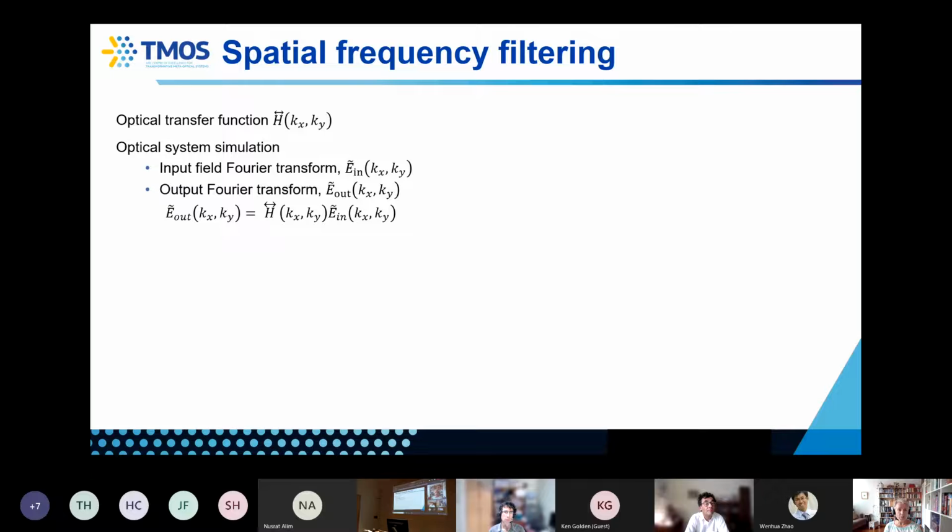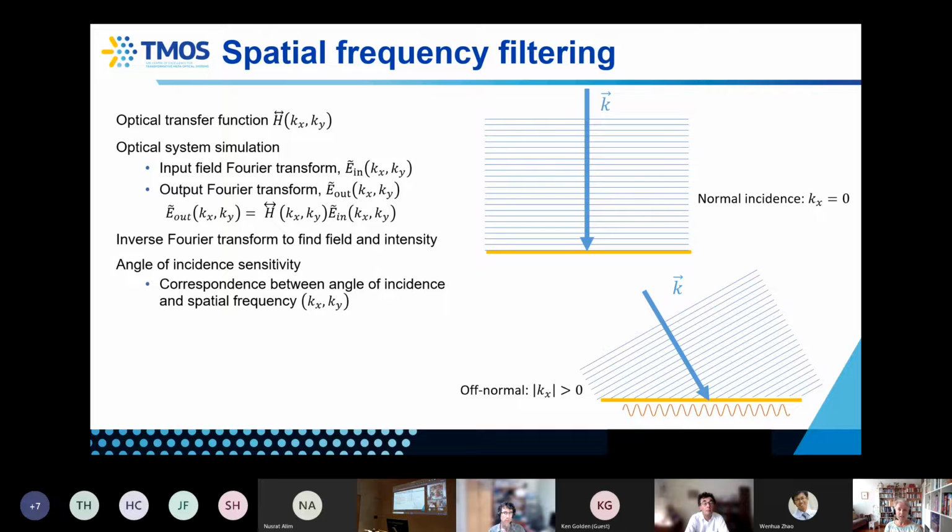So once you have that output field, you can inverse Fourier transform that to actually find the field as a function of spatial position and also then the intensity. So if one wants to actually design a device that has a particular transfer function, it would have to be a device that has a particular sensitivity to angle of incidence, because there is this correspondence between angle of incidence and spatial frequency. So if we can create devices like this, then we can perform this so-called object plane Fourier filtering without actually having to access the Fourier plane.